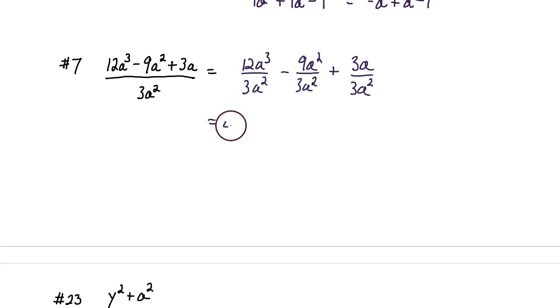12 divided by 3 is 4. A cubed divided by a squared is an a. Minus 9 divided by 3 is a 3. A squared divided by a squared cancels away. Then a plus. 3 divided by 3 makes a 1. And a to the first divided by a to the second, when you subtract the exponents, will leave an a in the bottom. Because there's more a's in the bottom to begin with, when you subtract them, any a's that are left over will be left over in the denominator.